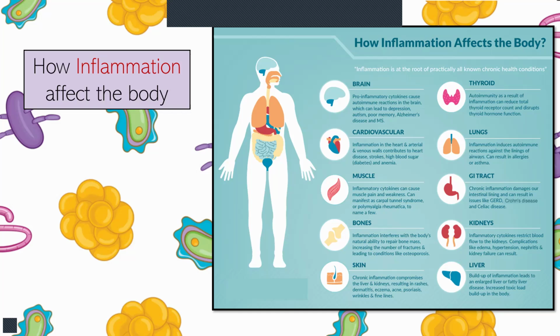In the skin, chronic inflammation compromises the liver and kidneys, resulting in rashes, dermatitis, eczema, acne, psoriasis, wrinkles, and fine lines. In the thyroid, autoimmunity as a result of inflammation can reduce total thyroid receptor count and disrupts thyroid hormone function. In the lung, it induces autoimmune reactions against the linings of the airway, which can result in allergies or asthma. In the GI tract, it damages our intestinal lining and can result in issues like GERD, Crohn's disease, and celiac disease. With the kidneys, cytokines restrict blood flow to the kidneys. Complications like edema, hypertension, nephritis, and kidney failure can result. And with the liver, buildup of inflammation leads to an enlarged liver or fatty liver disease, and this increases toxic load and buildup in our bodies.